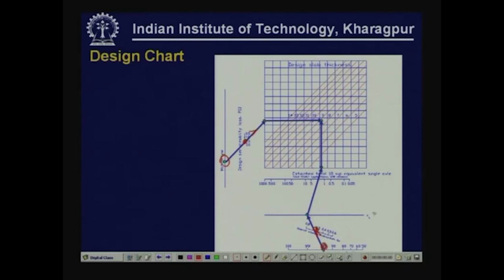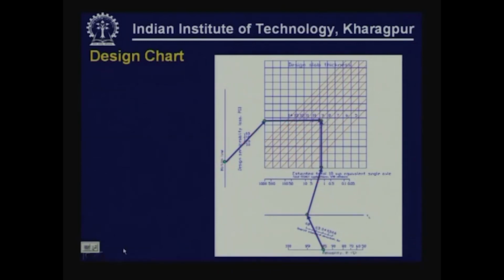This meets the transfer line here, and from this point we select the point which corresponds to W18 and then connect these two points, let it meet here. So extend these two lines like this, wherever these two lines meet, that is the thickness of the slab. In this case it is coming out to be approximately around 9 inches.